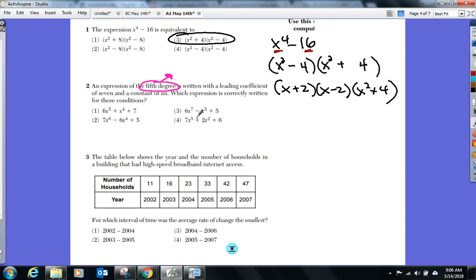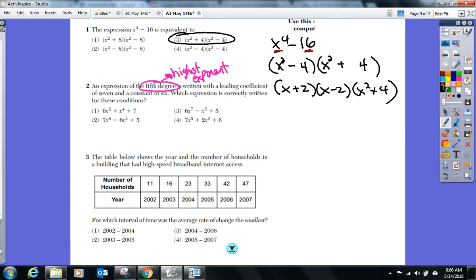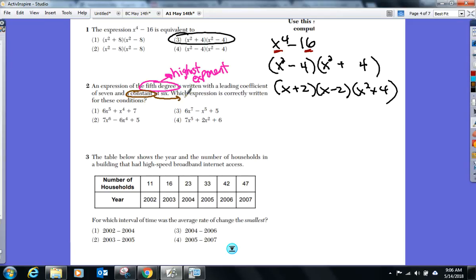No. What's it mean by 5th degree? Highest exponent is 5. All right? Degree means the highest exponent. All right? Highest exponent is 5. Leading coefficient of 7. And a constant. Let's hold new vocab. Let's get the notes down. Constant. That's the number with no variable. Number with no variable.